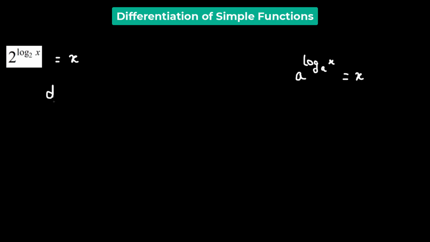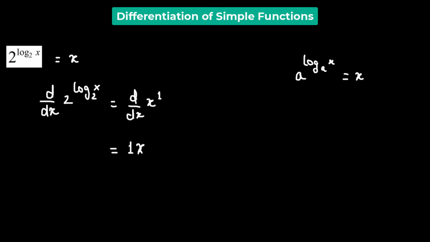So now we have to determine the derivative of 2 raised to the power of log x base 2. This will be simply equal to finding the derivative of x. So the derivative of x is going to be equal to 1. Also, we have the exponent of x is 1, so we can use the formula.